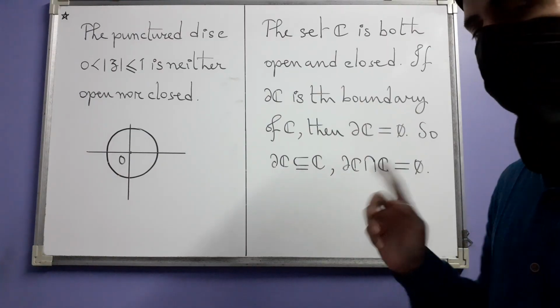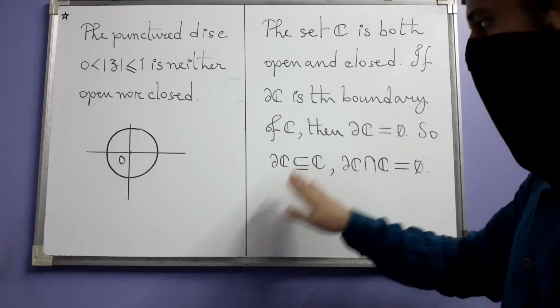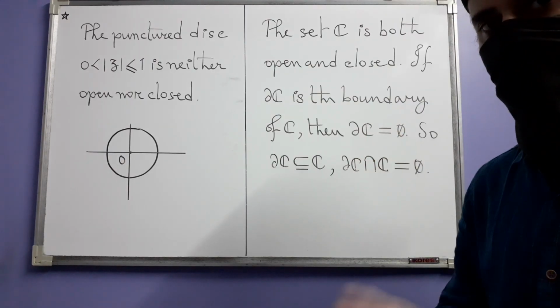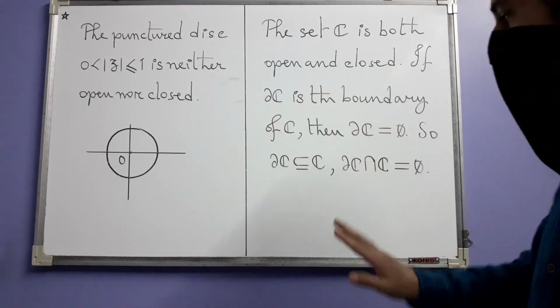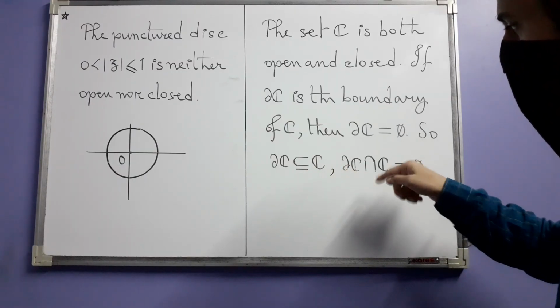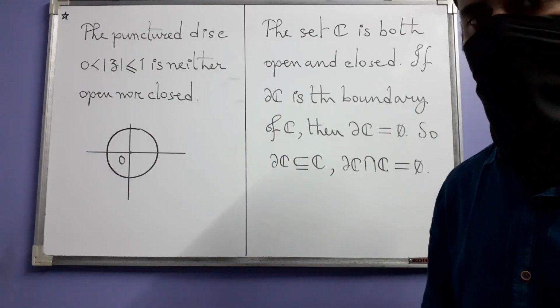Okay, it sounds counterintuitive, but because there is no boundary, the boundary is simultaneously inside C as well as it does not intersect C. So because of this, C is closed, and because of this, C is also simultaneously open.